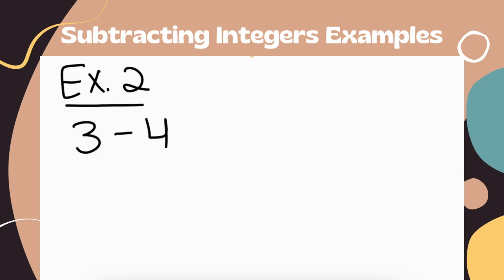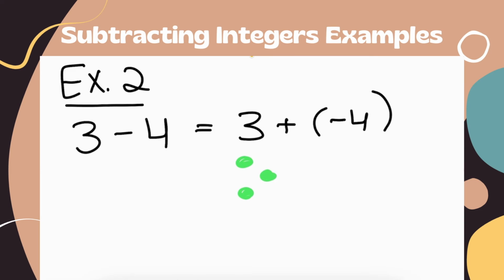So example 2 is the reverse of what we just did, 3 minus 4, which can be rewritten as 3 plus negative 4. So we're going to do the same idea with the green and the red circles to help us. This time we have 3 green circles because we have a 3 that's positive, and then we have 4 red circles because we have negative 4. We're going to pair up our green and reds and see what we're left with. And we're left with 1 red circle, which means our answer is negative 1.